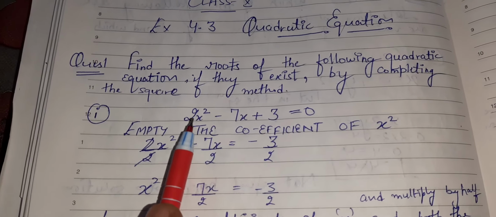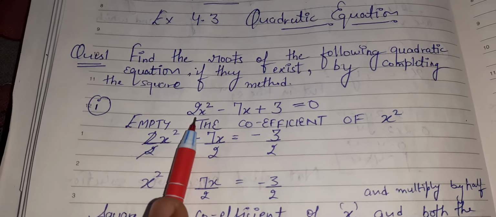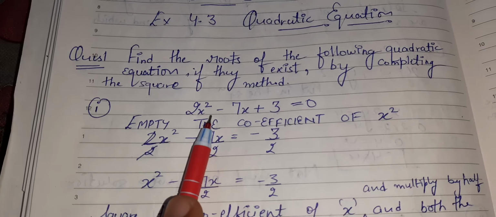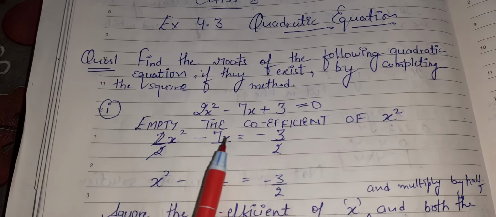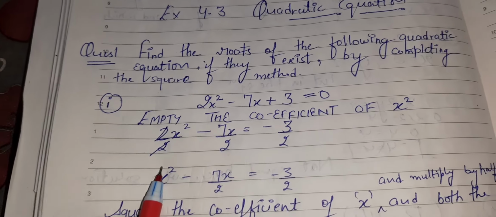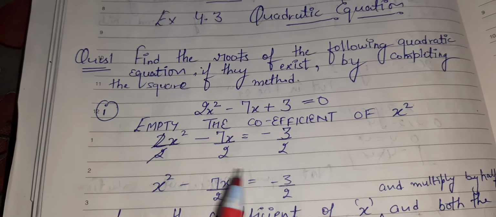First step. Remove 2, or remove the coefficient which is present with x square, at any cost. So I have divided the whole equation by 2, because I have to empty x square. I don't want any coefficient on x square. It should be 1 only. 2 by 2 cancel, minus 7x by 2 minus 3 by 2. Got it? I brought this 3 to this side.